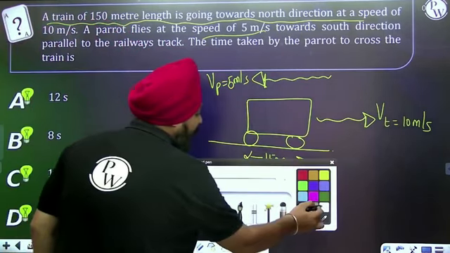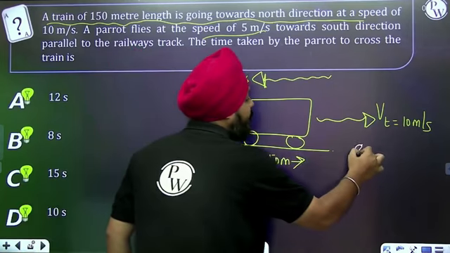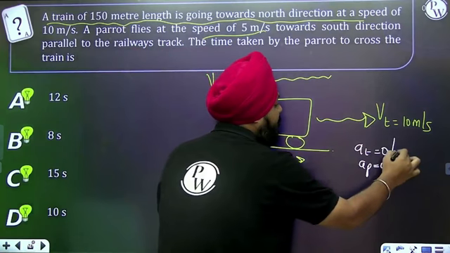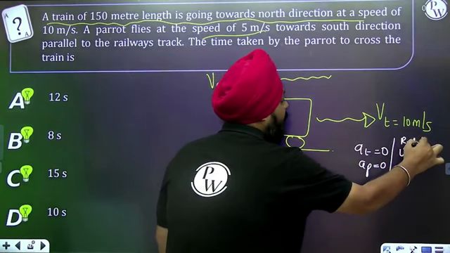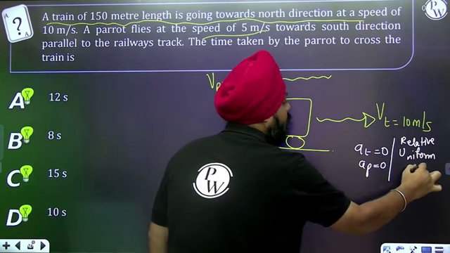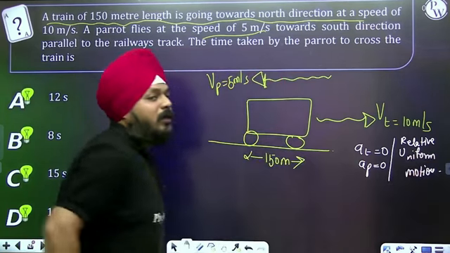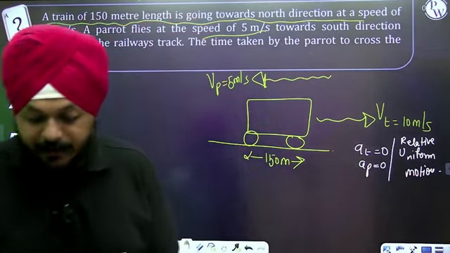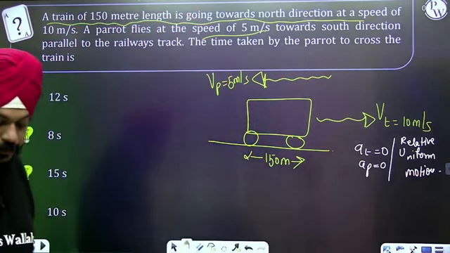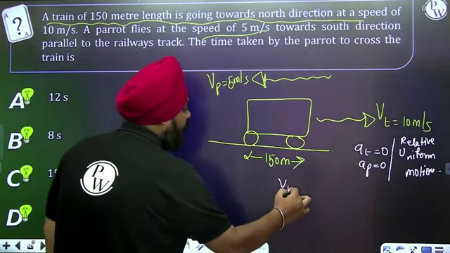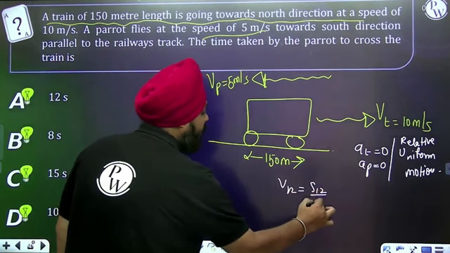Are any of them getting accelerated? No. Acceleration of train is 0. Acceleration of parrot is 0. So it is a case of relative uniform motion. V1 with respect to 2, S1 with respect to 2, time.